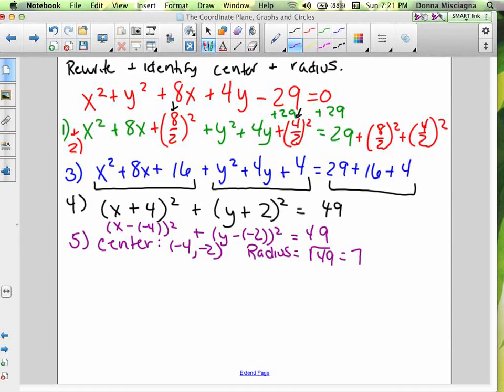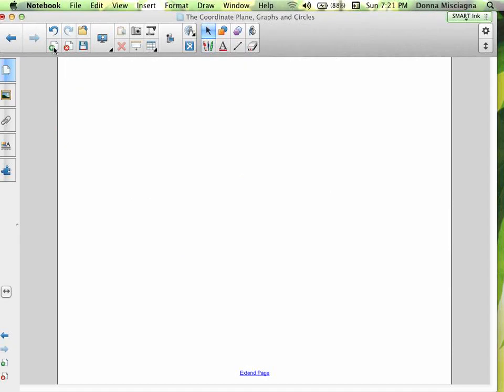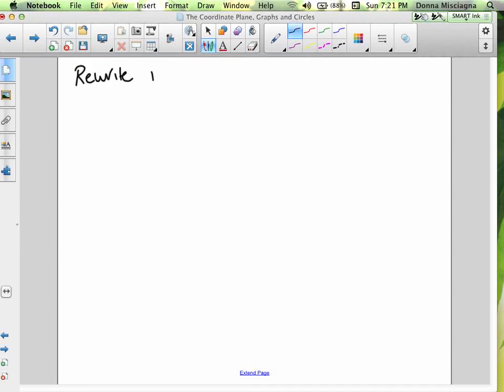I'll do one more. What if we had coefficients? So we're going to rewrite and identify the center and radius.